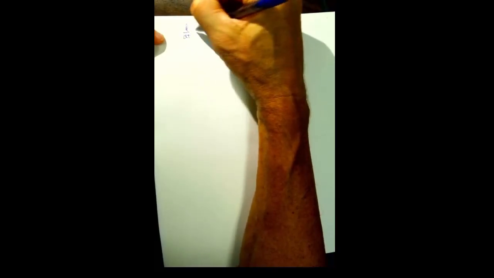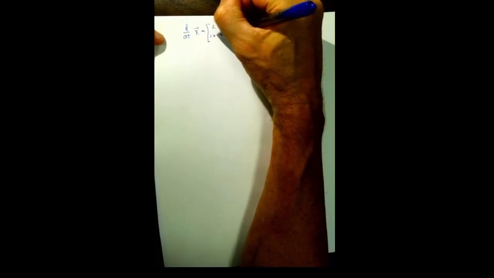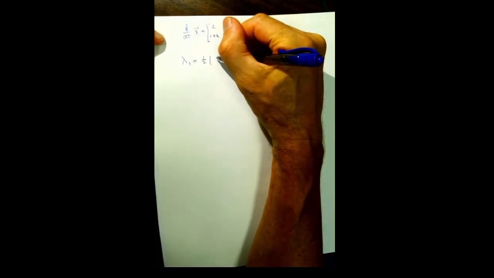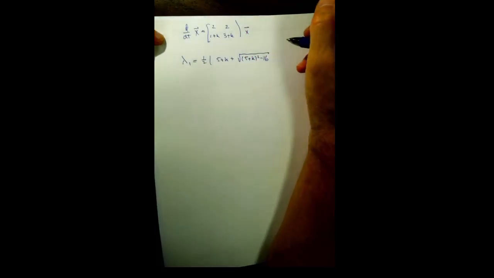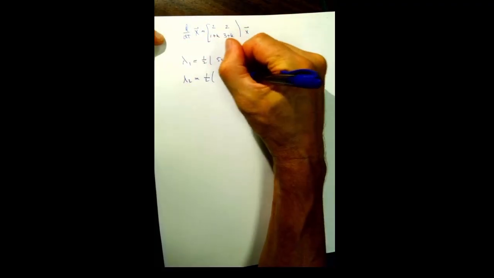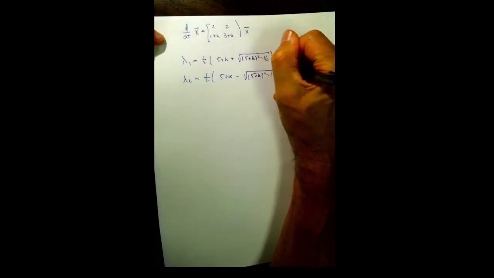So we started with this differential equation, the matrix 2, 1 plus k, 3 plus k, times x, and we had lambda 1 is 1/2 of (5 plus k plus the square root of (5 plus k) squared minus 16). And lambda 2 is going to be the same thing, but I'm going to subtract the square root of (5 plus k) squared minus 16.